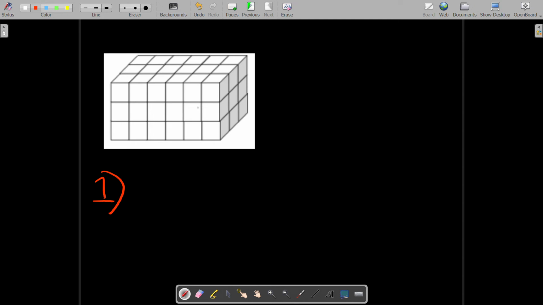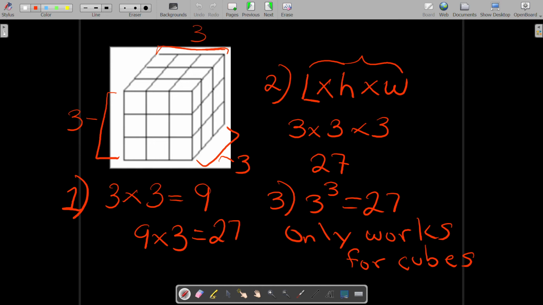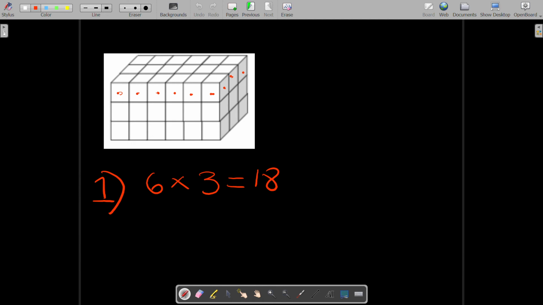Method 1 would be to find the area of the base. So let's find the area of the base. Here we have 1, 2, 3, 4, 5, 6. We have 6 multiplied by 1, 2, 3. We have 3. So 6 times 3 would be 18. Now the reason we have 18 is because we just found the area of the base. And for the area of the base formula, in the previous one which we did, we just did the width times the length. So that would be the formula for finding the base area.